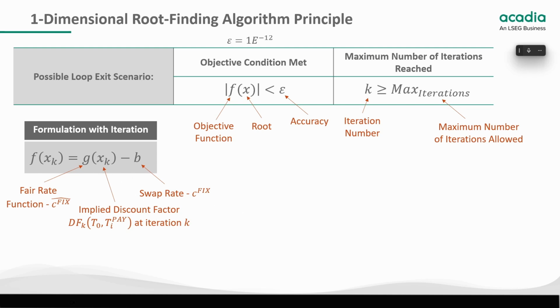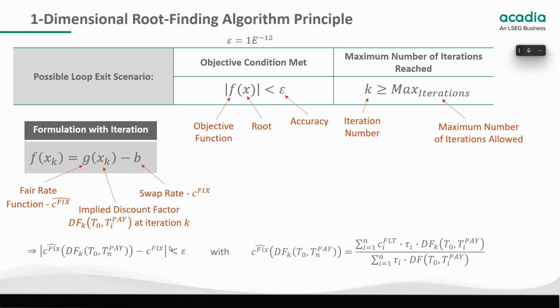Now, if we were to be more accurate in terms of notations, we should probably express our fair rate, which is actually the estimated fixed rate. That's why we express it with a hat. Now, we should express our fair rate as a function of the implied discount factor for the final payment date of the instrument at the current iteration k. And it would look like this, which is a lot.